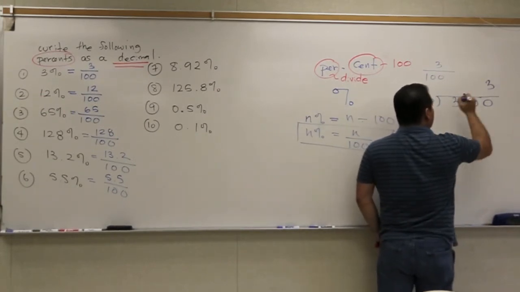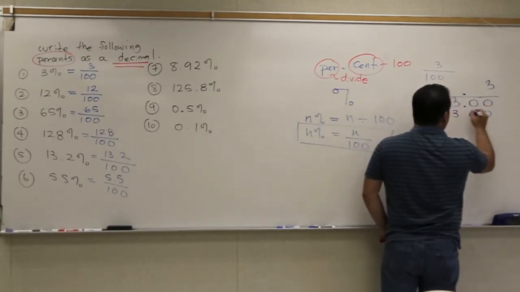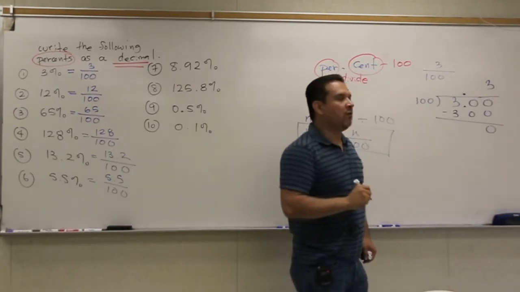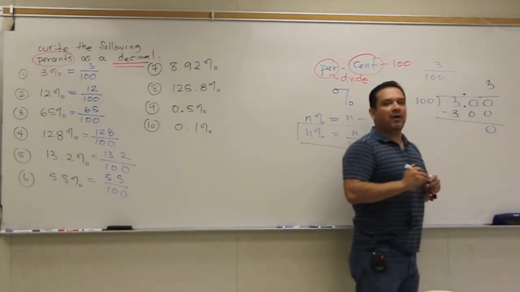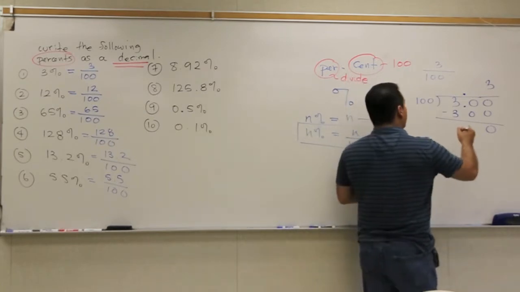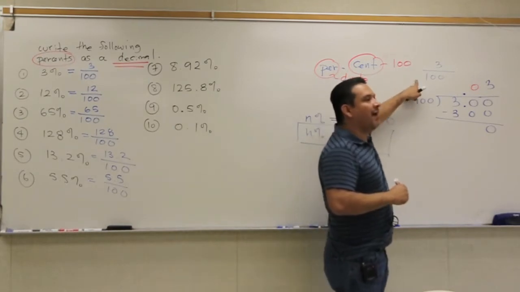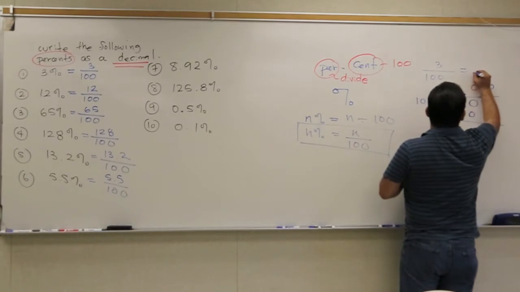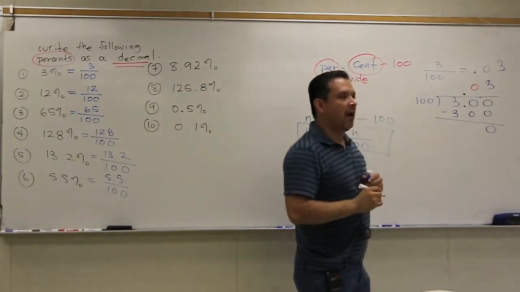Don't forget your decimals up here. So now 3 times 100 is 300. Subtract, you get 0. You have this answer of point with a blank space and 3. But what do you guys remember? What do you put with the blank space? 0. Good. So the moral of the story is 3 over 100 as a decimal is really what? 0.03. Okay?